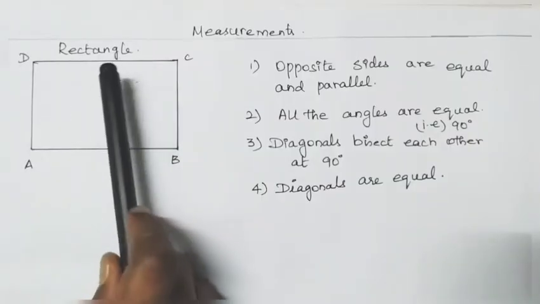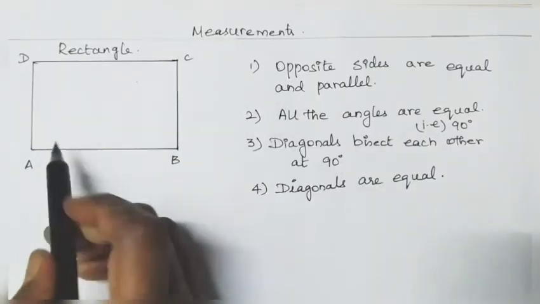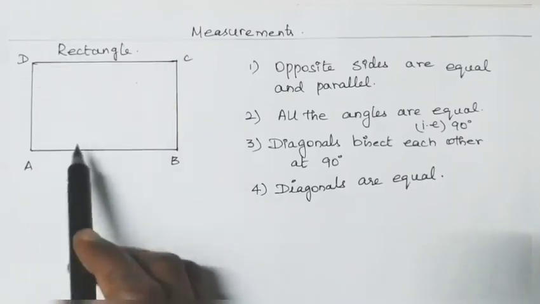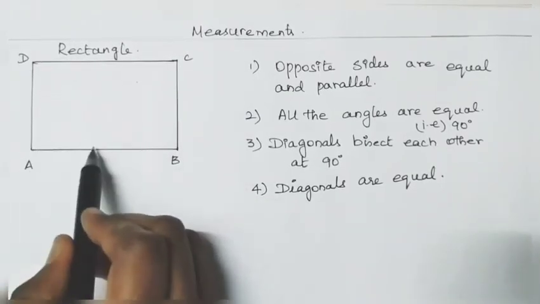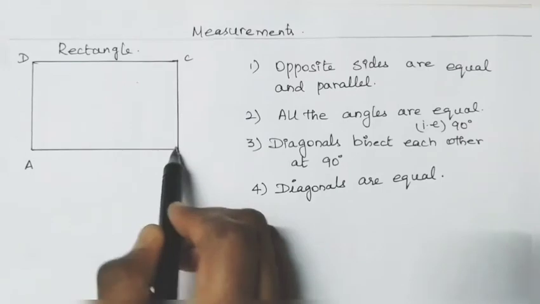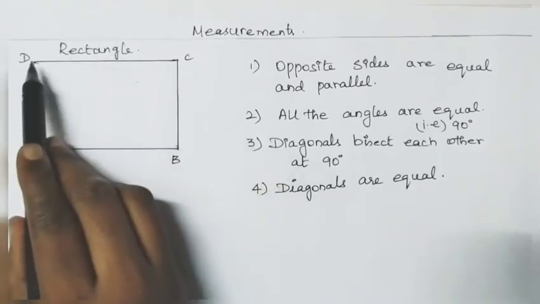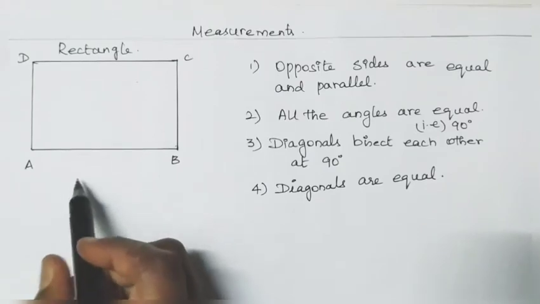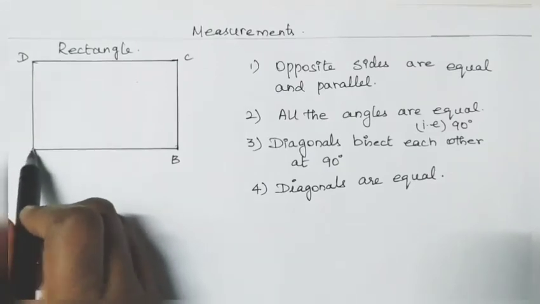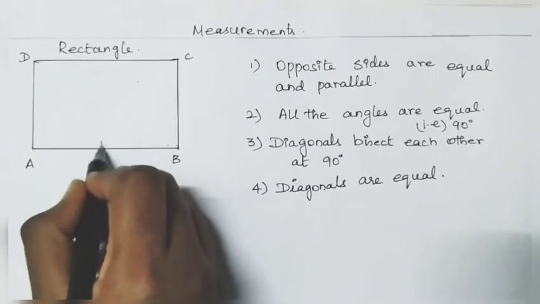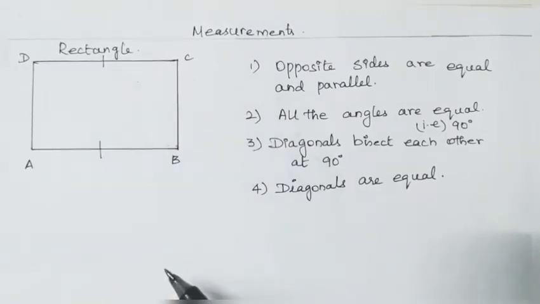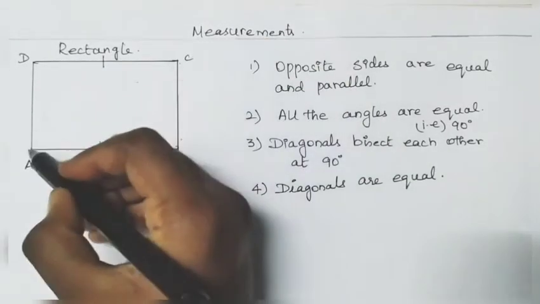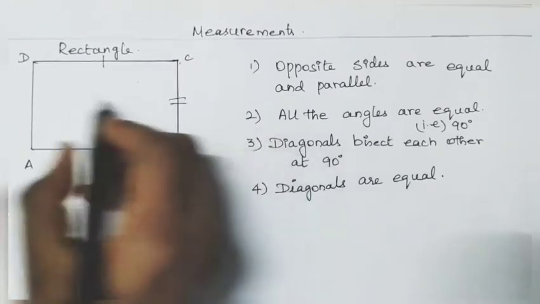Okay. Now let's see about rectangle. So a rectangle is also a four-sided polygon. It has four sides, AB, BC, CD and DA. Opposite sides are equal and parallel. Opposite sides, that is AB and CD, are parallel and equal. BC and DA are parallel and equal.